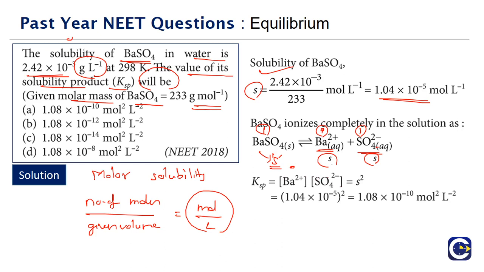Barium 2 plus ion concentration into sulfate ion concentration. Here both of them, the powers will be equal to what? 1 and 1, because the numerical coefficients are 1 each. So Ksp is equal to what? S into S, which is S square. Already we have the S value 1.04 into 10 power minus 5. So it will be 1.04 into 10 power minus 5 the square, which will be approximately 1.08 into 10 power minus 10.